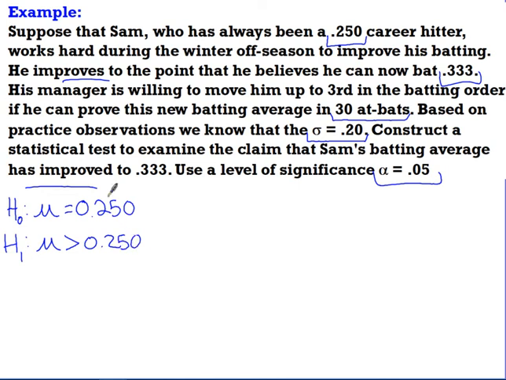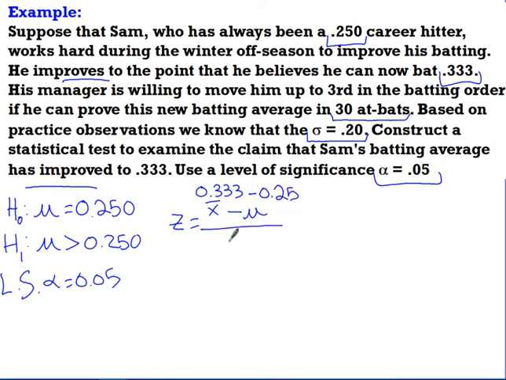My test statistic is going to be a z-score before I get too carried away. My level of significance that I'm going to test this against, or my alpha, is 0.05. So z is going to be the average that he believes he can get, so 0.333, minus the accepted one, so minus the 0.25, divided by the standard deviation divided by the square root of n. Now he's going to hit 30 times, so that's going to be your n. And try to keep the Greek symbols next to each of these numbers so you can kind of grasp where I'm getting those from.